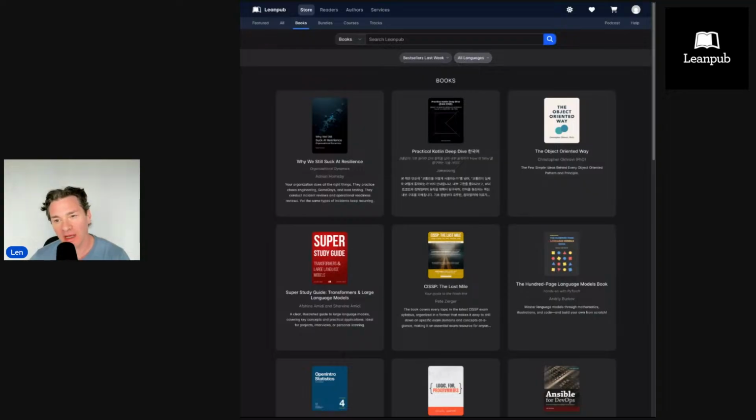There probably won't be too many in Burmese or Catalan right now, but we actually do have a growing number of Arabic books. I know we have quite a few German books and French books, and a growing list of Chinese simplified and Chinese traditional books as well.